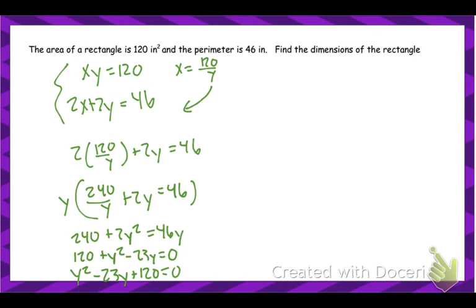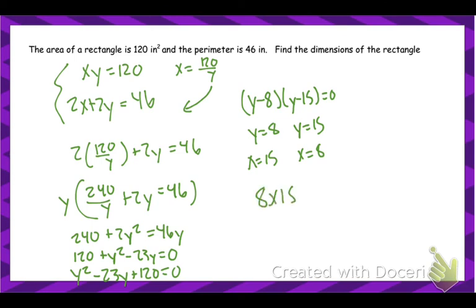And this is going to factor. There are numbers that multiply to 120 that add to a negative 23. Those numbers are negative 8 and negative 15. So your possible answers for y are 8 and 15. And then just because both of those numbers multiply to 120, the option for x is the other one. So it's clear here, it doesn't matter which one's length and which one's width, your dimensions are going to be 8 by 15 or 15 by 8.